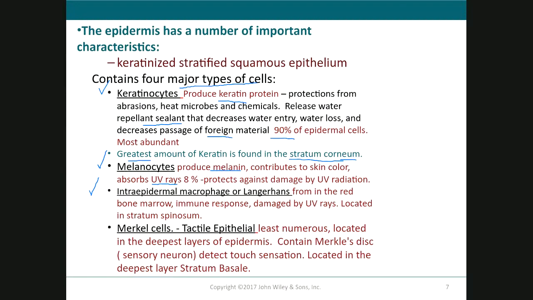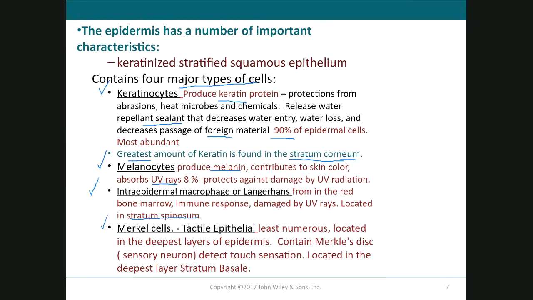So the melanin produced by the melanocytes actually protects the DNA in these intraepidermal macrophages. And if we do not use sunscreen or are out in the sun too much, often when the DNA in these macrophages gets damaged, we're more susceptible to skin cancer. And these intraepidermal macrophages are located in the stratum spinosum.